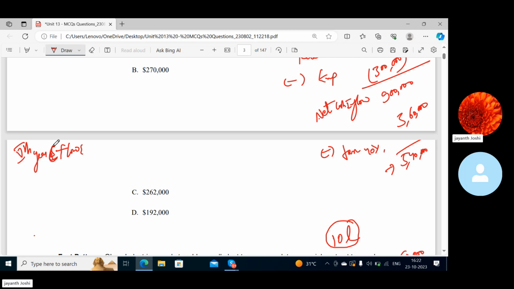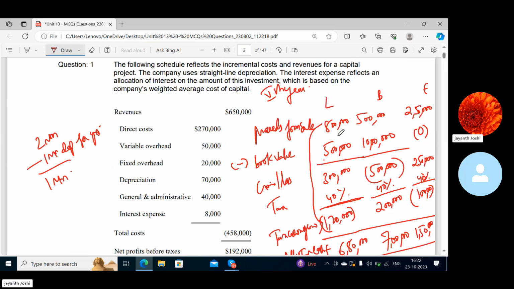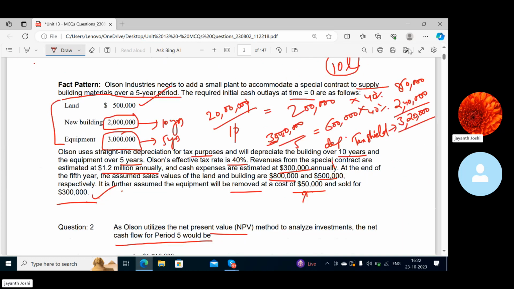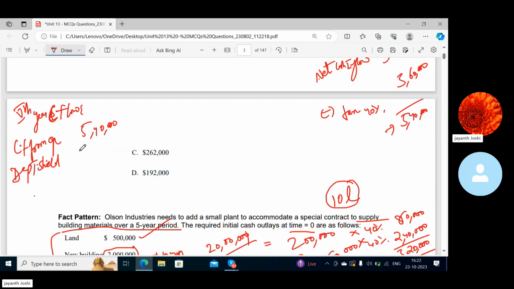So the final calculation of 5th year cash flow is the net revenue we were getting, right? Yeah. So cash flow from operations, 5 lakh 40. Then depreciation tax shield, 3 lakh 20,000. This is one of the cash flows.